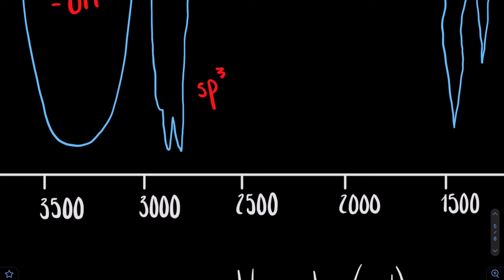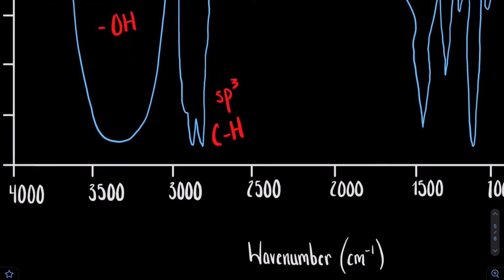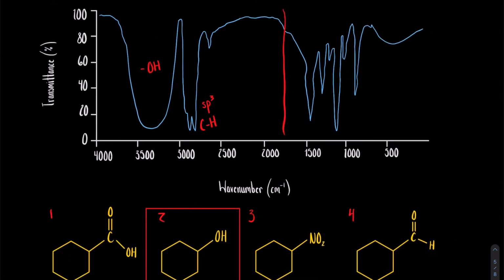If you want to go further, we see here that we have sp3 hybridized carbon atoms bonded to a hydrogen atom. That's that peak right below 3000. And then the fingerprint region, like I told you, those peaks are crucial. However, for this case, it's fairly easy to pick this answer since there is only one alcohol peak.